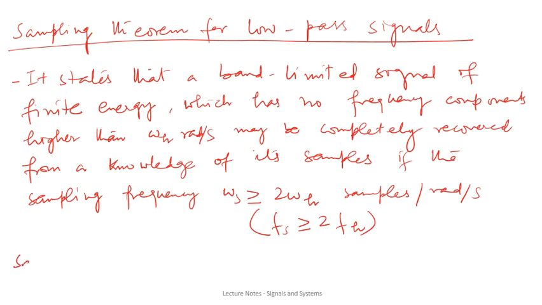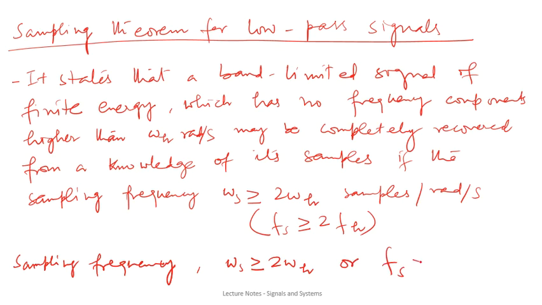Thus the sampling frequency omega s must be greater than or equal to twice of omega h, or it can also be written in this way that fs is greater than or equal to twice of fh.